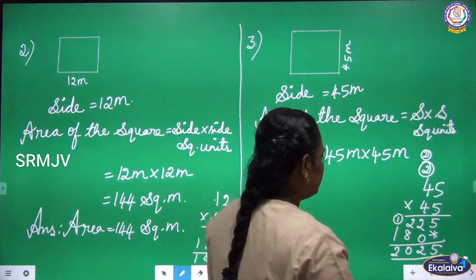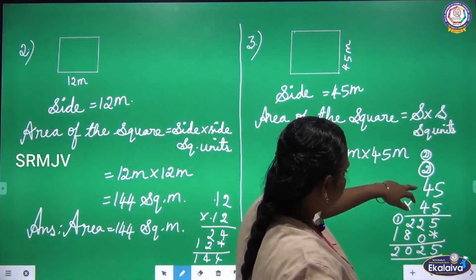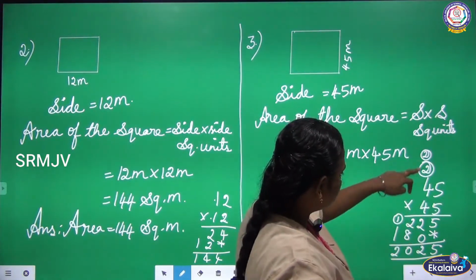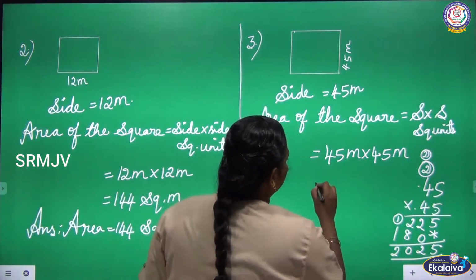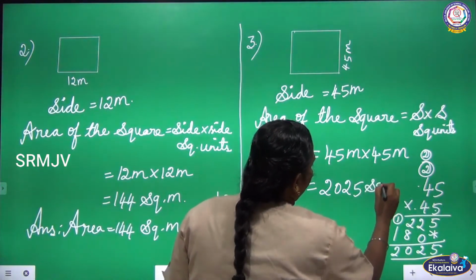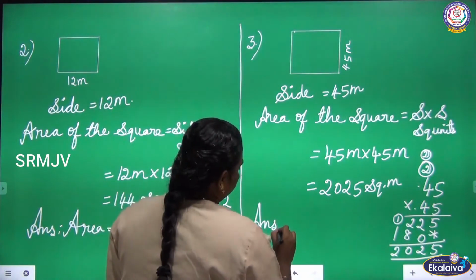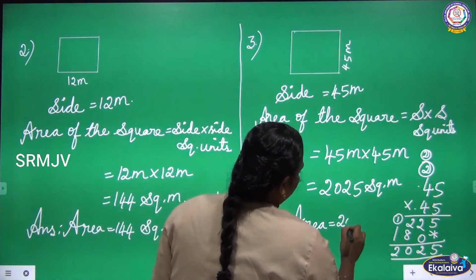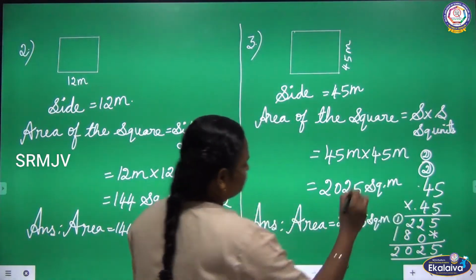So 2025. 5 5s are 25, 5 4s are 20, 20 plus 2, 22. Next 4 5s are 20, 4 4s are 16, 16 plus 2, 18. So 2025 square meter. So what is the answer? Area equals 2025 square meter.